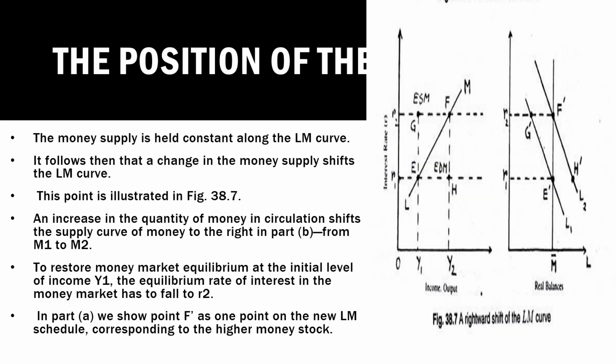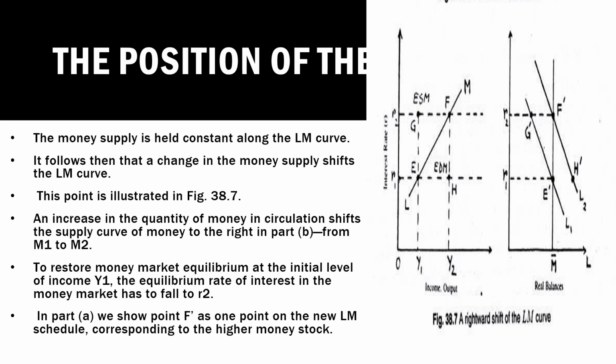Coming to the position of the LM curve, we have seen that the money supply is held constant by the central bank of a country, and it follows that a change in money supply would shift the LM curve, as indicated in the figure. An increase in the quantity of money in circulation shifts the curve from M1 to M2, that is, the money supply has increased. Now, to restore equilibrium at the initial level of income, which was Y1, the equilibrium rate of interest has to fall to R2.